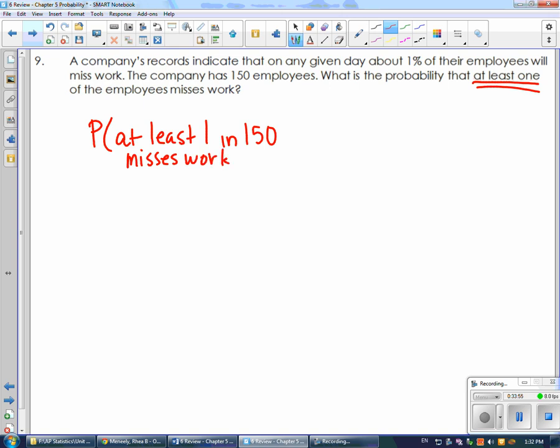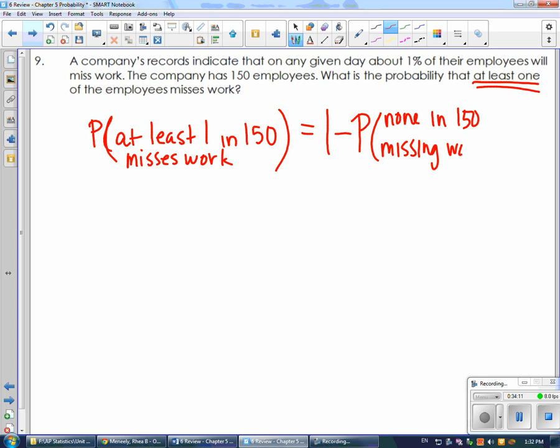And I think with these, it's helpful to write everything out. The probability that at least 1 in 150 misses work. That is the exact same thing as 1 minus the probability of none in 150 missing work. Okay, so if nobody's missing work, that means they're all present and accounted for. So all 150 are present. So let me rewrite this.